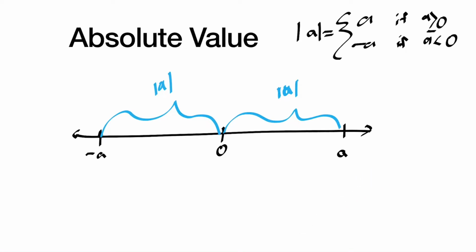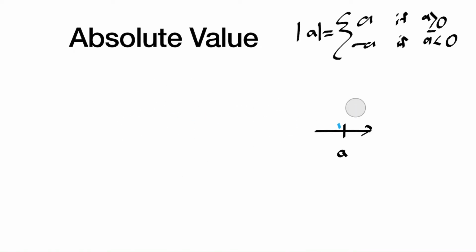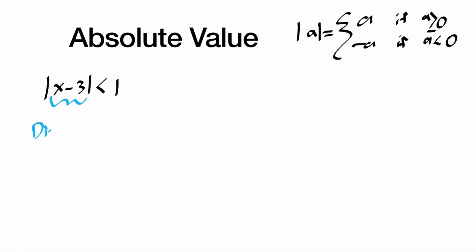And I want to notice that the idea of distance makes a lot of sense in the types of inequalities that we've been dealing with lately. So let's think of a different type of inequality. For example, what is the inequality absolute value of x minus 3 is less than 1? What is this really telling us? Well, this x minus 3 is really telling us something about distance. But what distance is it? It's almost like it's the distance between x and 3.